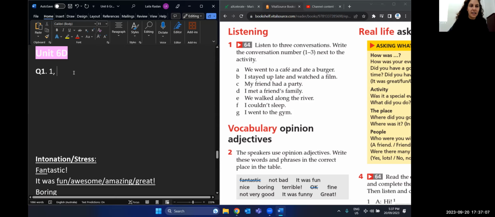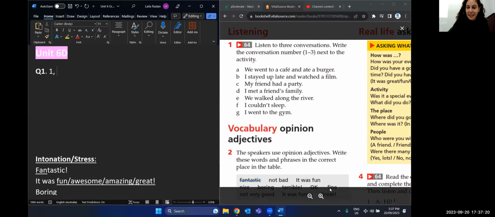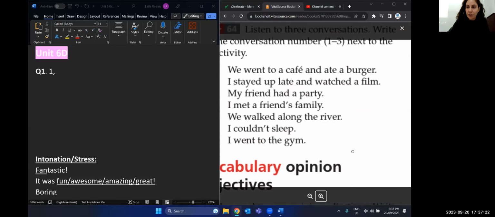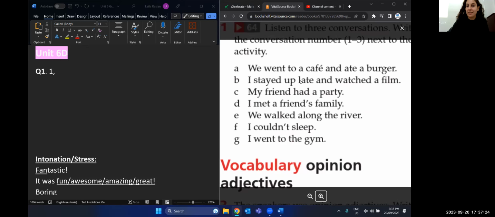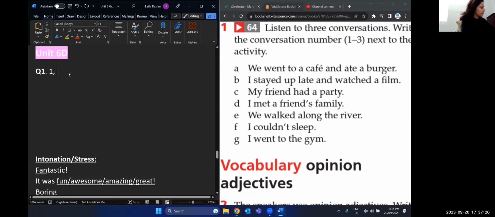How about the second sentence? I stayed up late and watched a film. So again, 2 actions. We can see they're both regular verbs. They've got the ed. I stayed and watched. Is that from conversation 1, 2, or 3? 3.